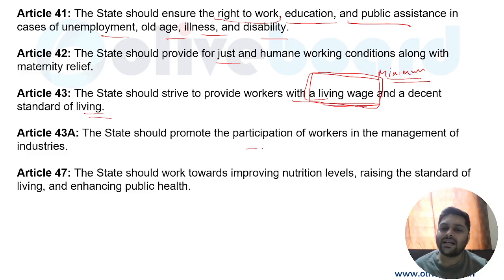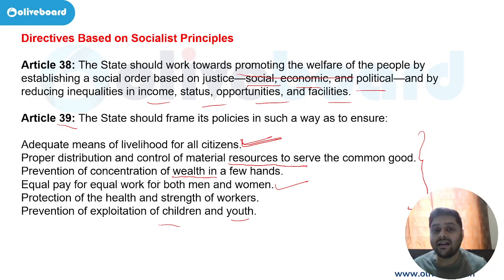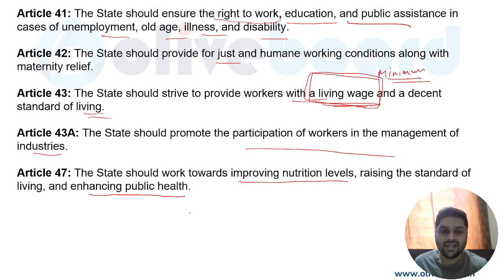The state should promote the participation of workers in the management of industries. Also, they should strive towards improving nutrition levels, raising the standard of living and enhancing public health. See, so what are these? These are socialist principles. If you see, these are Articles 38, 39, 41, 42, 43, 43A, and 47.